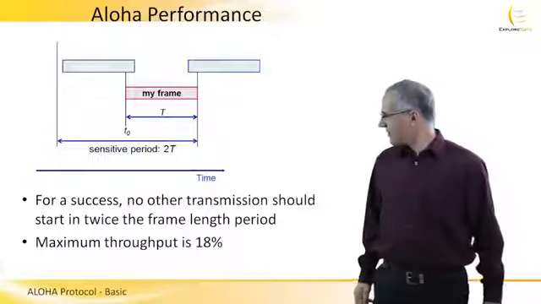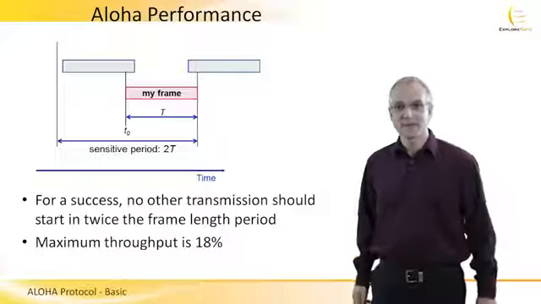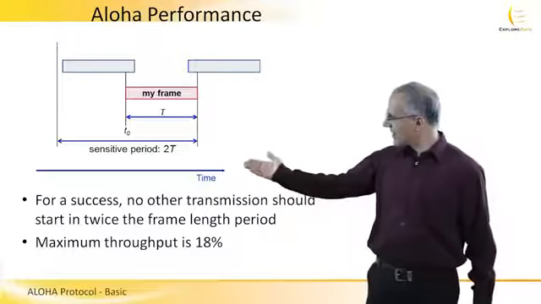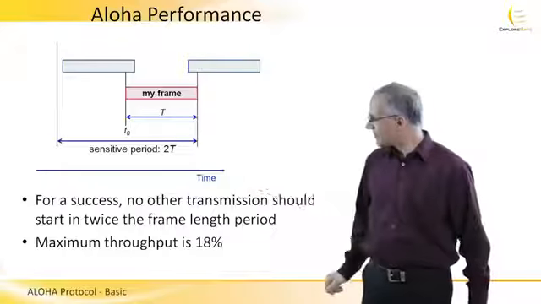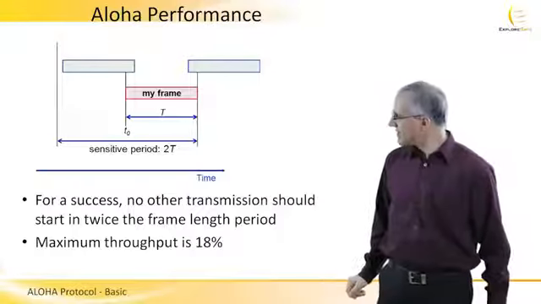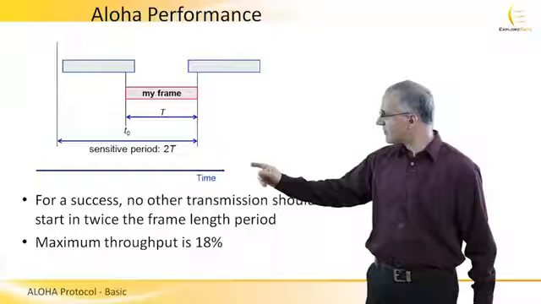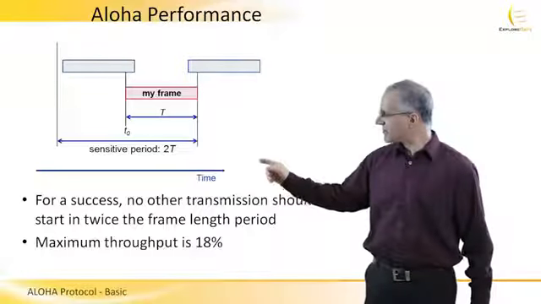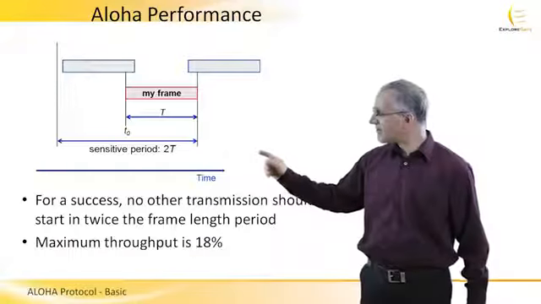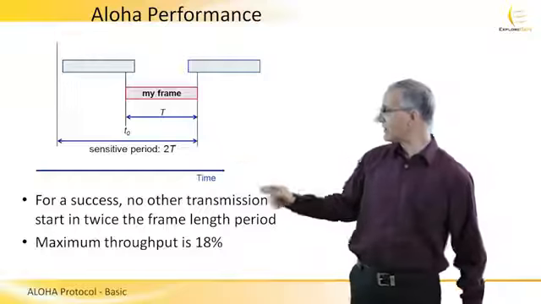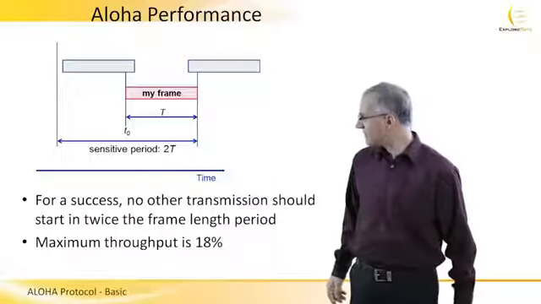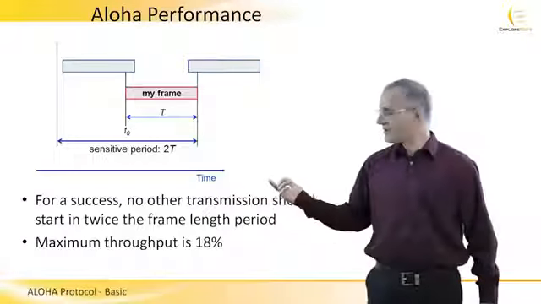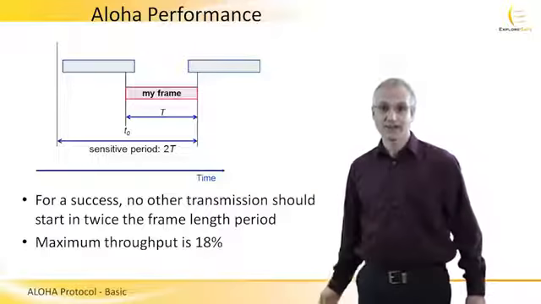So think of constant size frames. All frames are size t. So if my red frame is transmitted starting at time t0, it will be successful if nobody is going to transmit while I'm transmitting, but also if nobody is going to start transmitting up to t time units before I started transmitting, because then I will collide with the tail of its transmission. So we have a sensitive period of 2t time units.